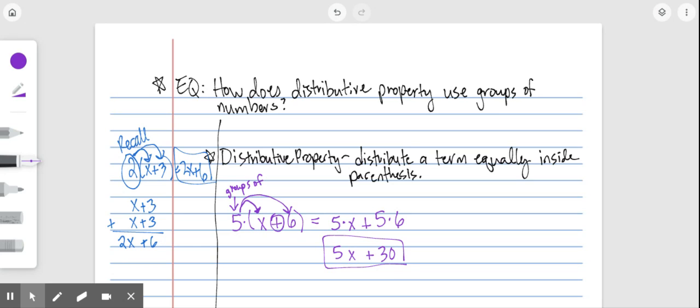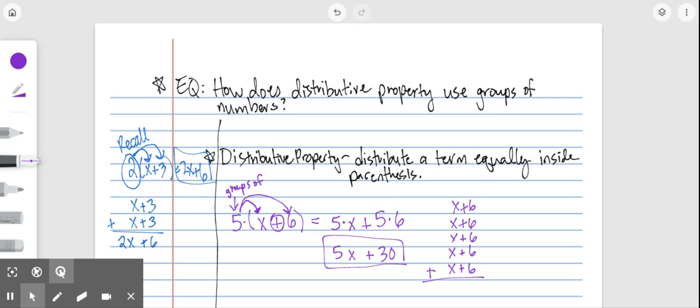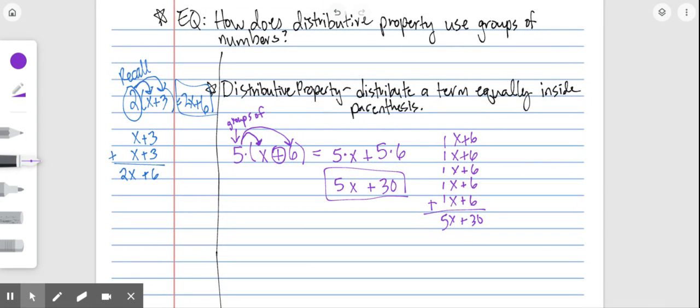Okay, you can check it by writing the x plus 6 out 5 times if you want to check it. Okay, and then you can count all the 6's, that makes 30. And you can count all the x's, which are all 1x's, and that makes 5x, which is the same answer we got over here by distributing or by multiplying instead.